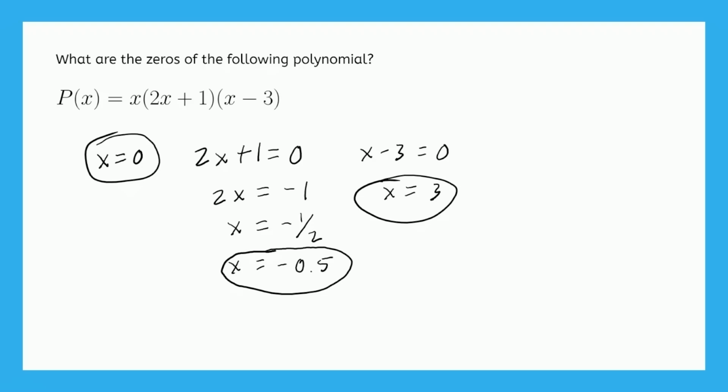So as a review, whenever we need to find the zeros of a factored polynomial, all we need to do is set each factor equal to 0 and then solve for x.